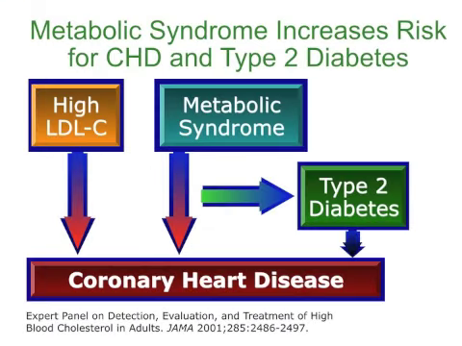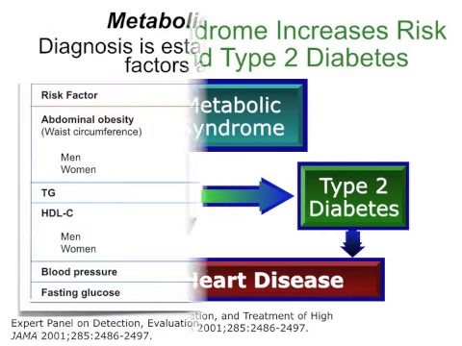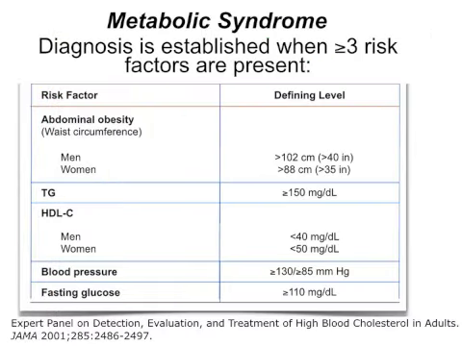Now, too much cholesterol in the blood can lead to coronary heart disease. Another thing that can lead to coronary heart disease is something called metabolic syndrome. This can lead to both coronary heart disease and to type 2 diabetes. Let's look at this a little more closely. The diagnosis for metabolic syndrome is established when more than 3 risk factors that are shown below are present.